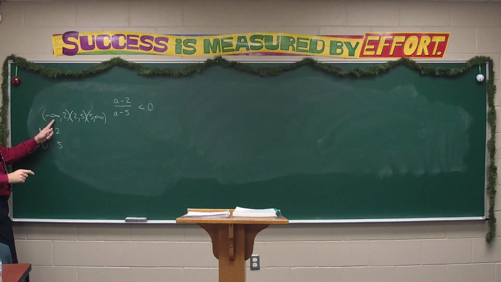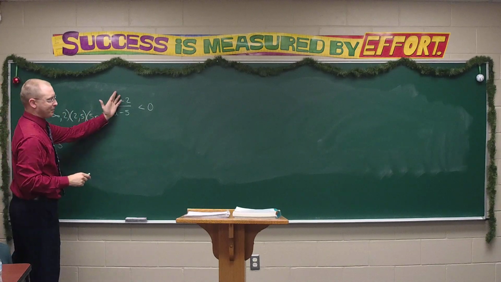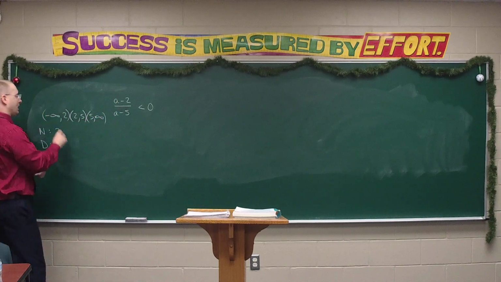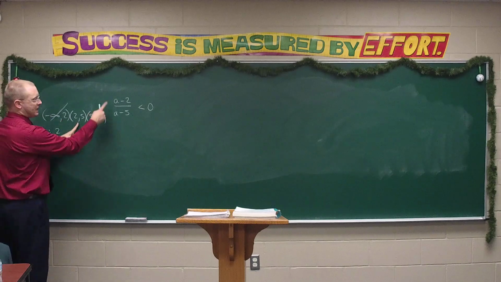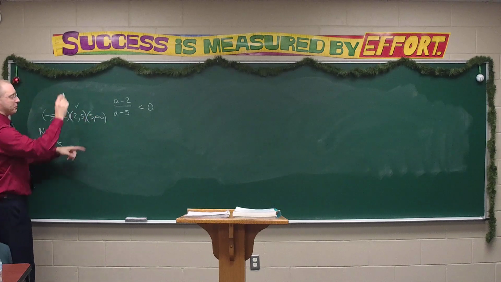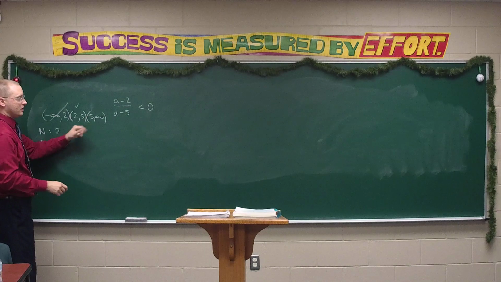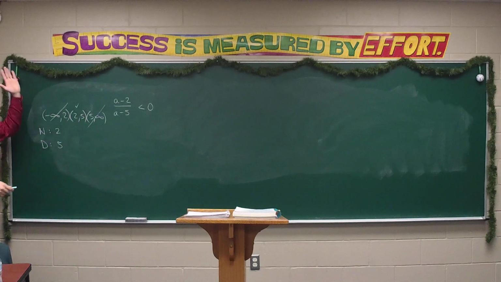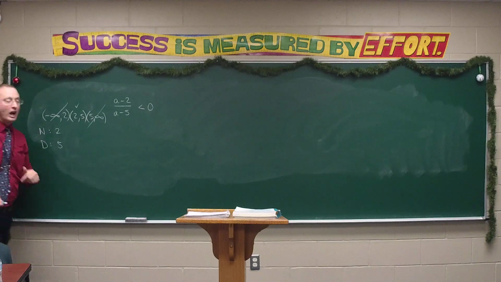Plugging in a 0, that's giving me a positive, which is not less. And then plug in a 3, that produces a negative. Plug in a 6, that gives me a positive, which isn't less. So 2 to 5, good to go on number 2. Any questions on number 2? All right, let's take a look at number 6.